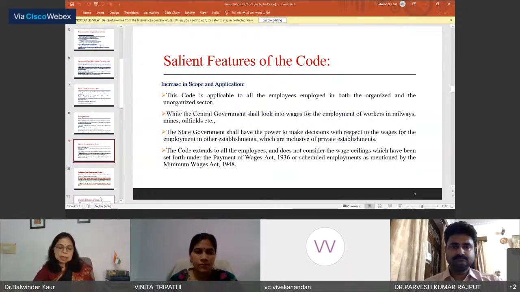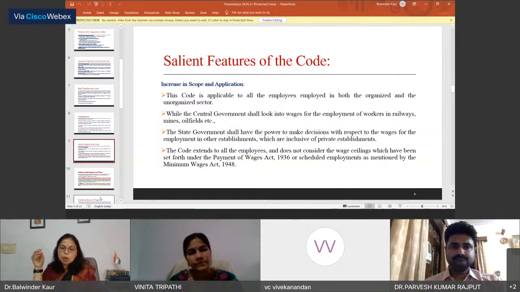Now the next is the applicability of the Code on Wages 2019. So I have explained that there were four legislations which used to regulate wages in India. If you see the applicability of these four legislations, first I will explain the applicability of the four legislations, and then I will come to the applicability of the Code on Wages 2019.